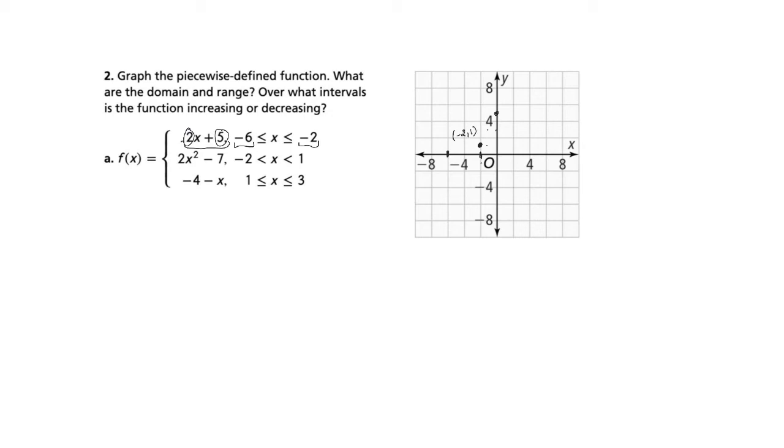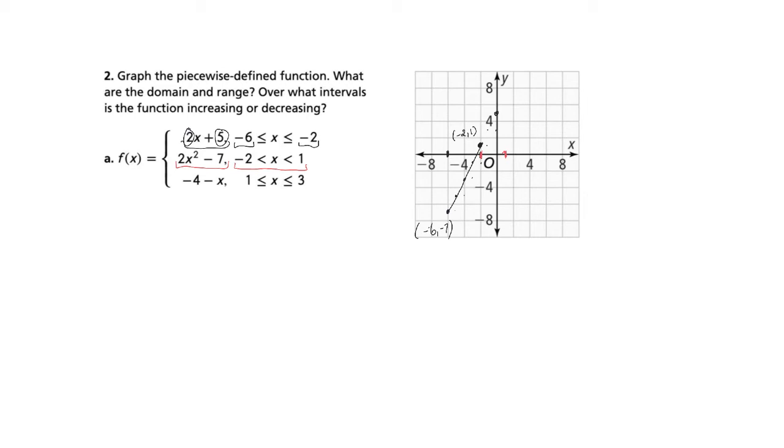Then we go down 2 to the left 1, down 2 to the left 1, down 2 to the left 1, down 2 to the left 1 here, which hits at -6, -7. Okay, so there's our graph of that one. Next one is a parabola, right, from -2 to 1.